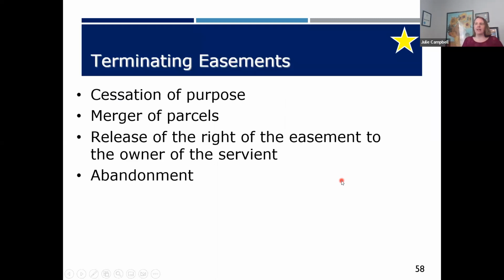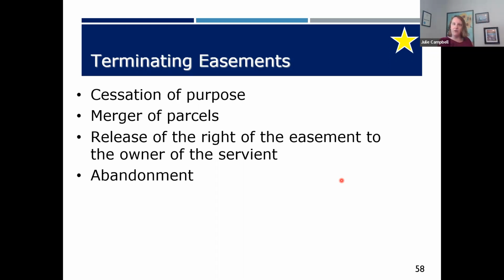Easements can also end. There are different ways that we can terminate an easement, a cessation of purpose. If the purpose for which the easement was created no longer exists, we no longer have a need to have an easement. Let's say you own land and you have a whole bunch of trees and woods and timber on your land. And some big lumber company approaches you via their attorney and they want to create an easement so they can come on your land and timber your wood. They can harvest and timber your land.